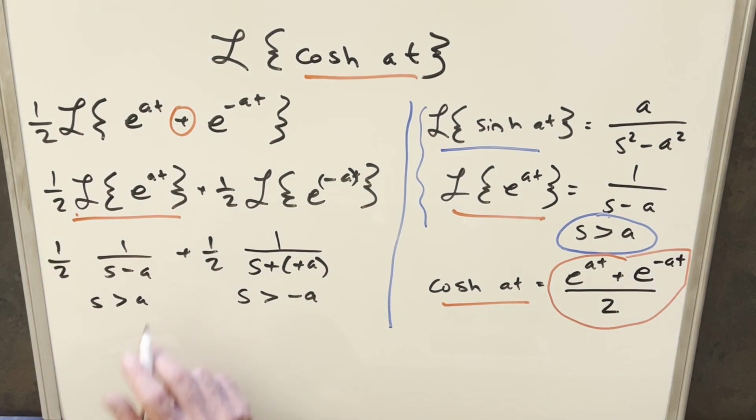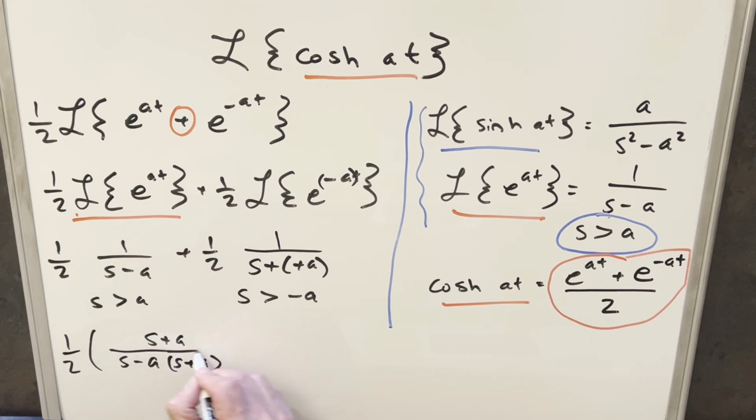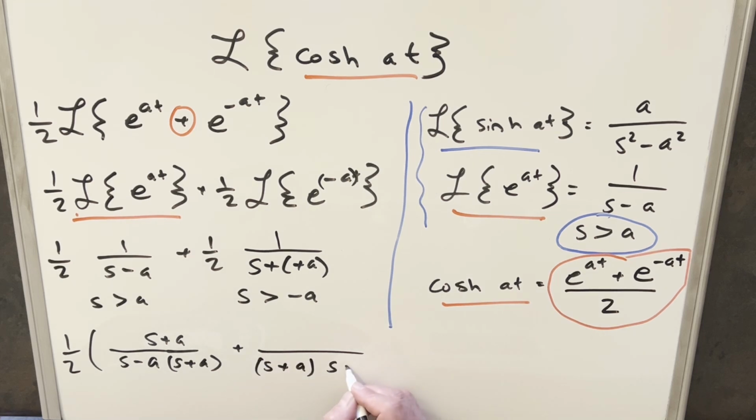Then I'll factor out 1/2. I probably should have never multiplied it in, but whatever. So we'll factor out the 1/2. Then let's get a common denominator. So for 1 over s minus a, I'm going to multiply numerator and denominator by s plus a. So we'll have an s plus a here. And then doing the same kind of thing on this one, we'll have 1 over s plus a. But then I'll multiply numerator and denominator by s minus a for the common denominator like this.